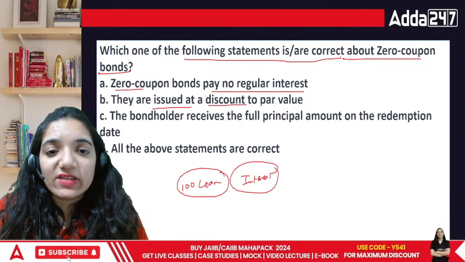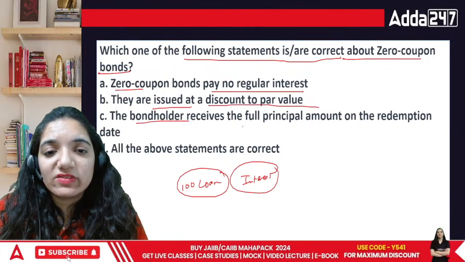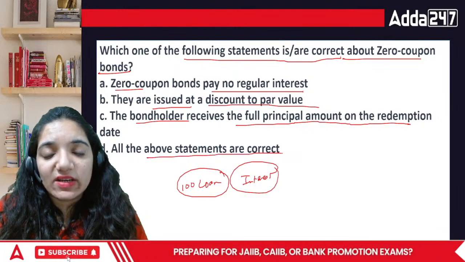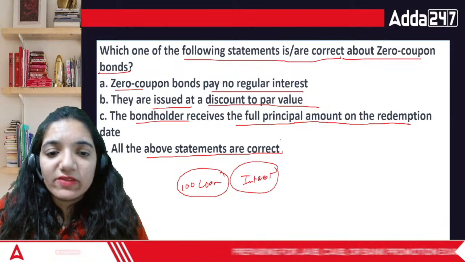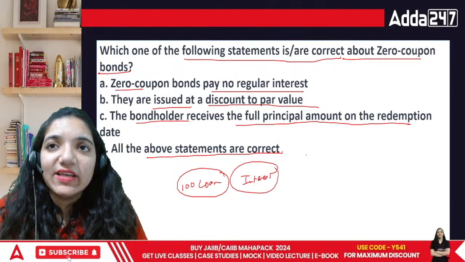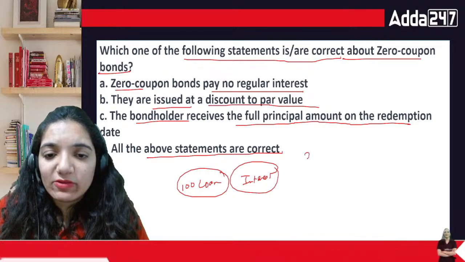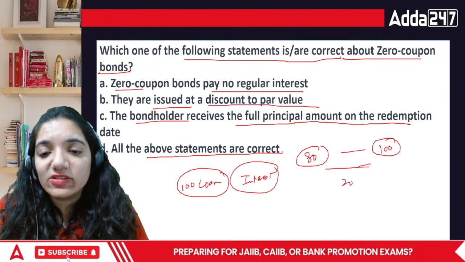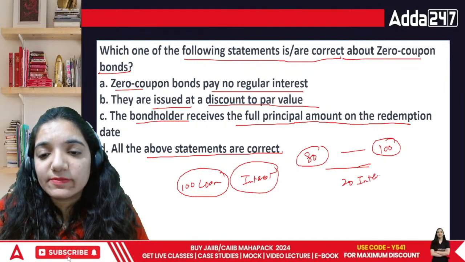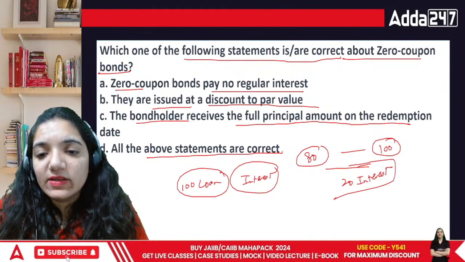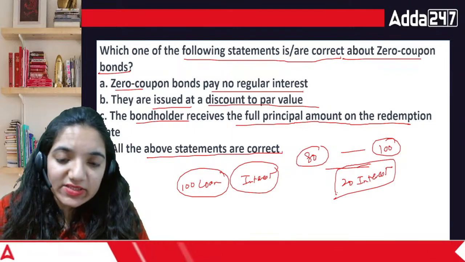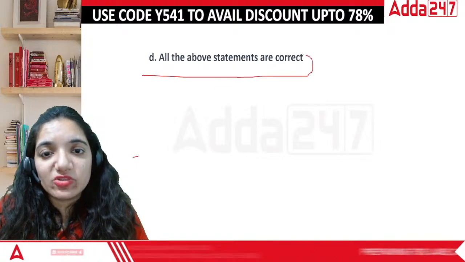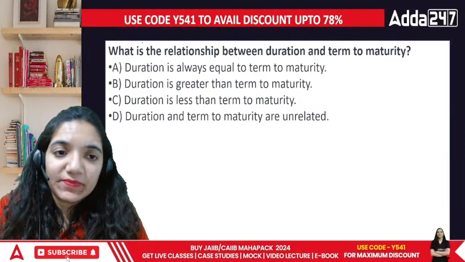They are issued at a discount to par value. The bondholder receives the full principal amount on the redemption date. Or, all the above statements are correct. In actual, all of these are correct. Zero coupon bonds are basically issued at a deep discount. Matlab, maybe it would be issued at 80 and redeemed at 100. So technically, this 20 rupees is basically your interest. This is what we call interest. So technically, all of the above statements are absolutely correct.